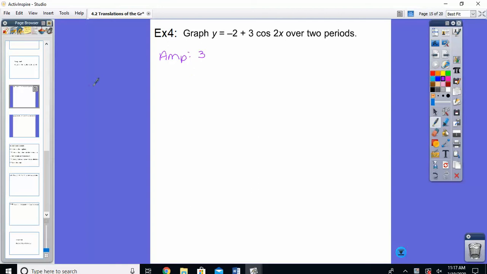Okay. Period. Normal period is 2 pi. You divide by the coefficient of x. So that gives us pi. How do we find the count by? Period divided by 4 for the 4 quadrants.